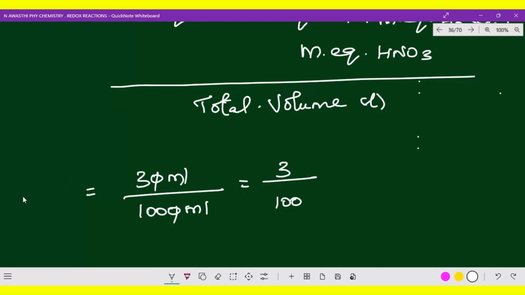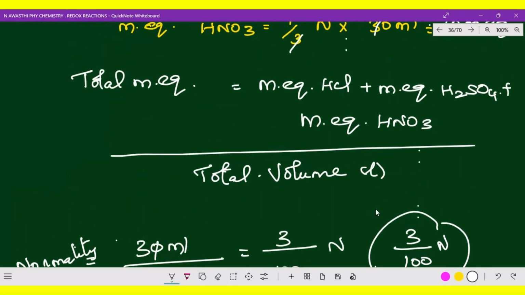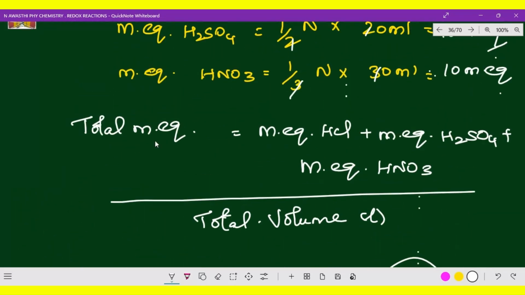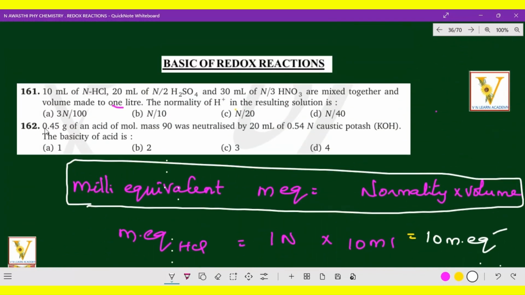What is the answer here? Normality. So normality only we are bringing, that is 3 by 100. What is the unit over here? N. So 3 by 100. They are asking for that volume only. So this is the total milli equivalent, divided by total volume. So this is normality: normality equals total milli equivalent divided by total volume of the solution. So the answer is 3N by 100. Yes, correct. 3N by 100 is the correct answer. Option A is the correct answer. Come on, let's go to the next question.